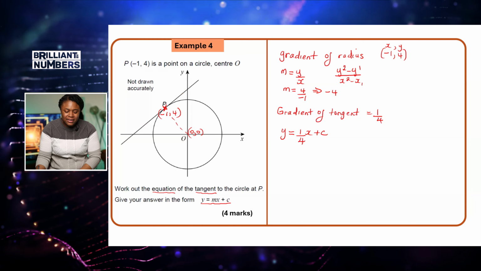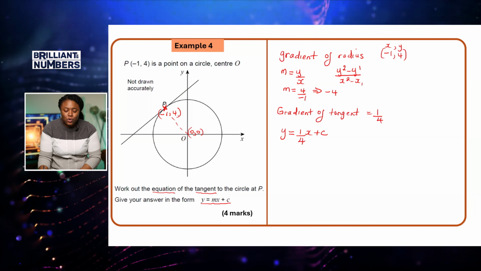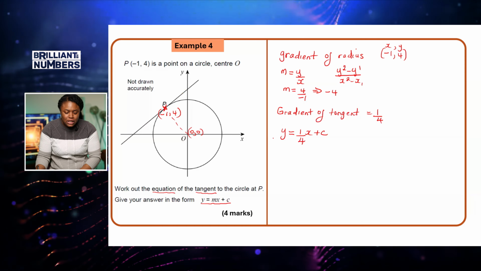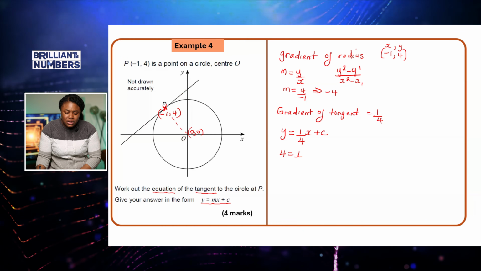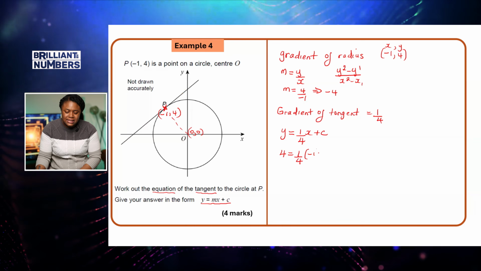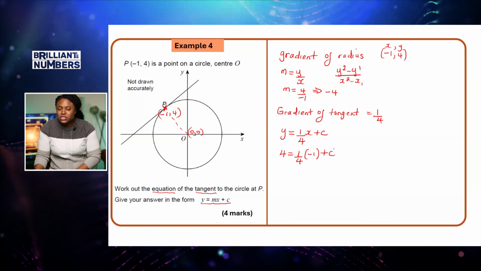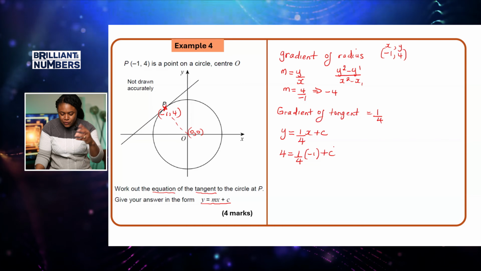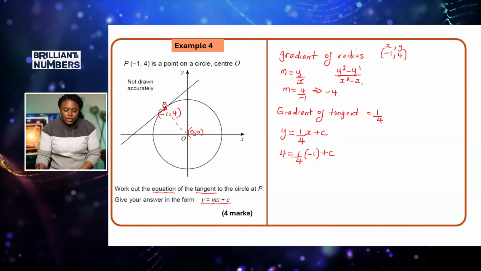So we go ahead and we're going to substitute the points -1 and 4 respectively. So 4 is y, so I put that in, and 1/4 multiplied by x, which is -1, plus c, and then simply I need to rearrange to make c the subject of this formula. Lots of concept here, beautiful opportunity for revision as well.